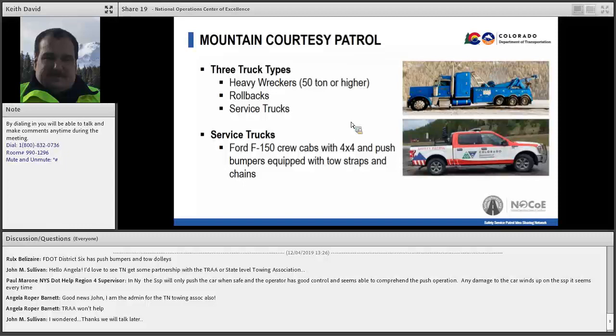So the Mountain Area Courtesy Patrol, we have 3 different types of trucks. We have the heavy wreckers. In the mountains, that's what it started out with, was originally just a heavy tow program to get trucks who were stuck on the approach to the tunnel or Fail Pass out of traffic. Then we brought in Courtesy Patrol, which includes rollbacks, service trucks. The service trucks used are F-150 crew cabs with 4x4 push bumpers and tow straps and chains in them as well.